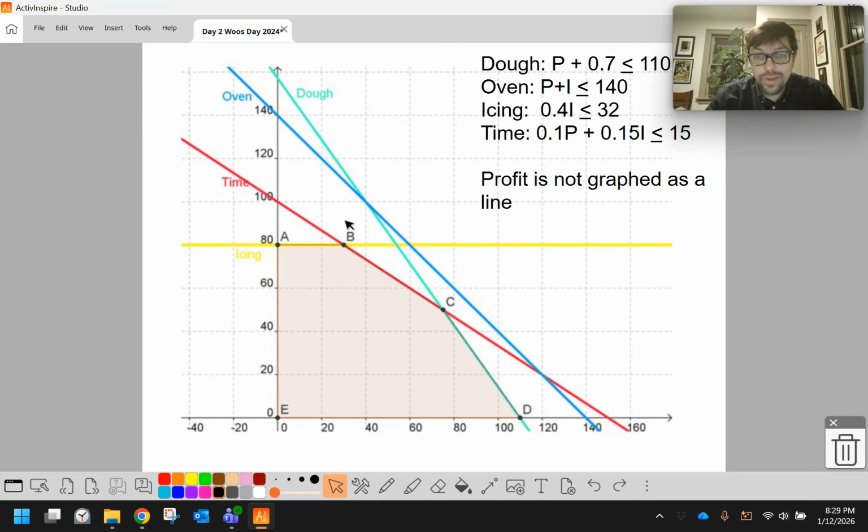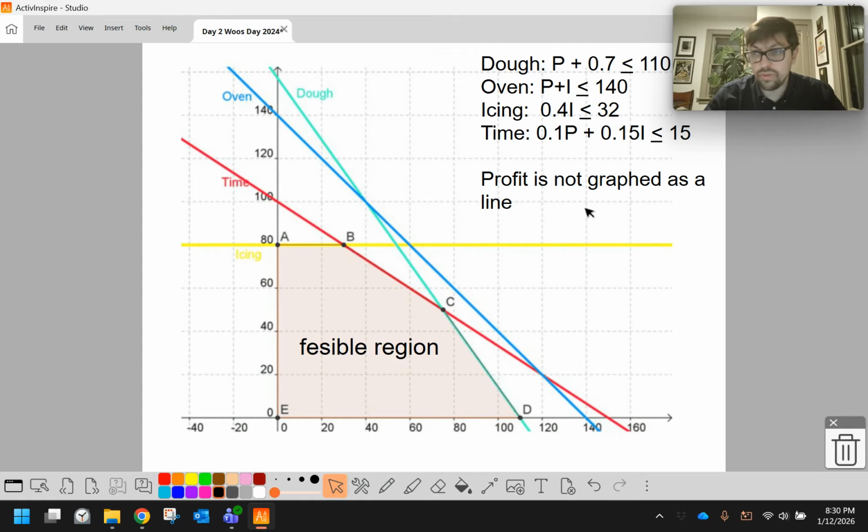Looking at this graph, we can see that you want to try to use up all your stuff, Woos. So trying to use up all your icing is a great idea. But anything the Woos are able to do has got to be in this area right here. This area is called the feasible region. This is the area of what the Woos are actually able to do.